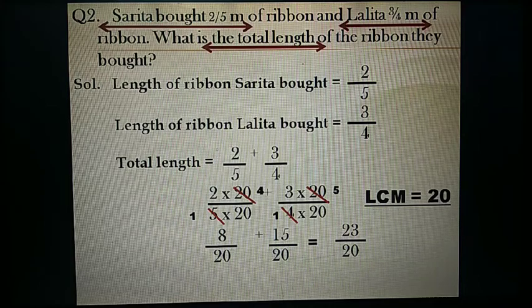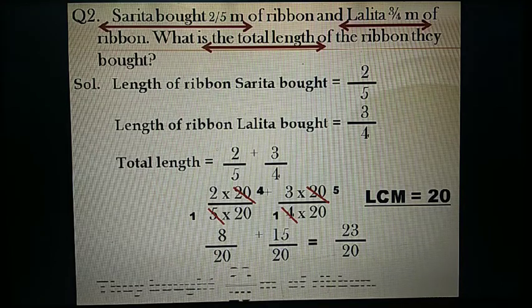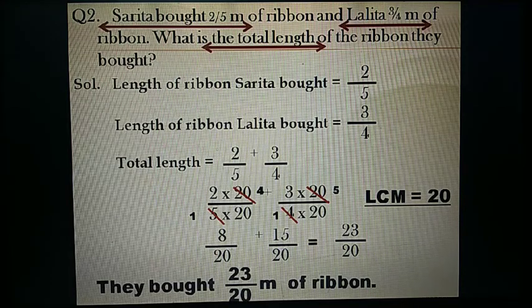So yes, what will be your final line? We were supposed to find the total length of the ribbon they bought together. So they bought 23 upon 20 meter of ribbon. We are supposed to mention the unit in the answer statement.